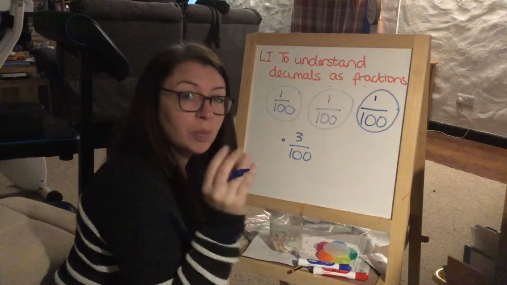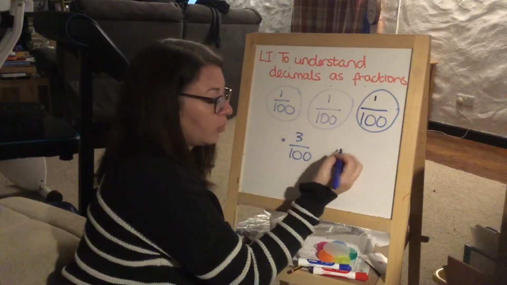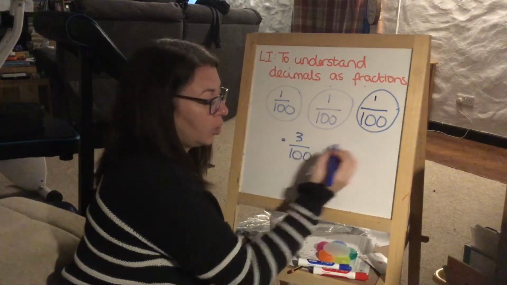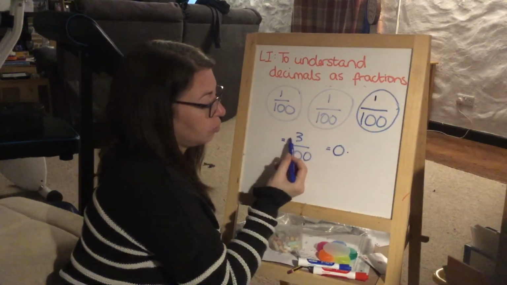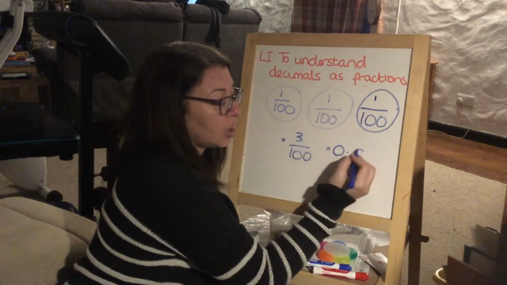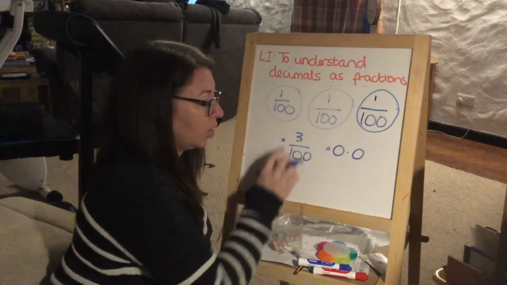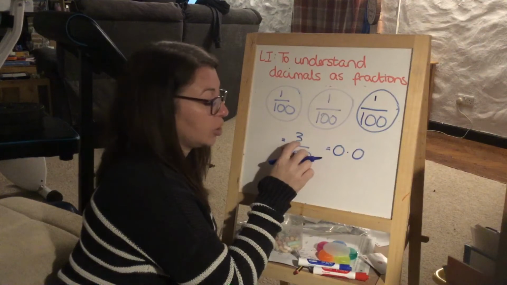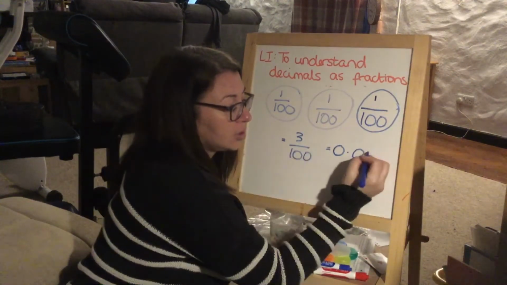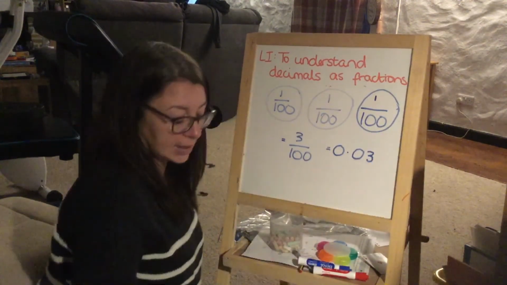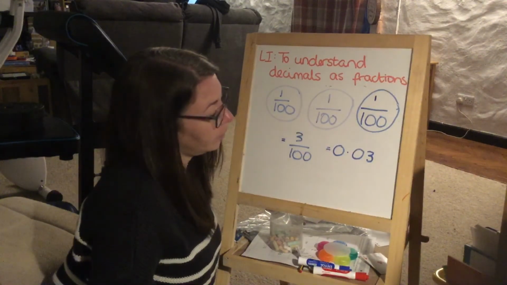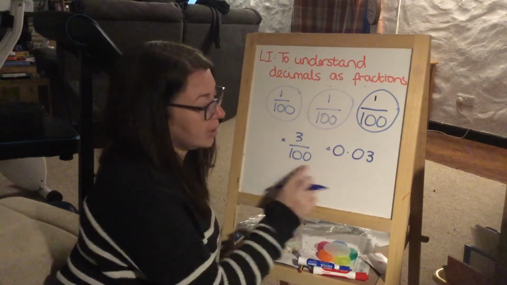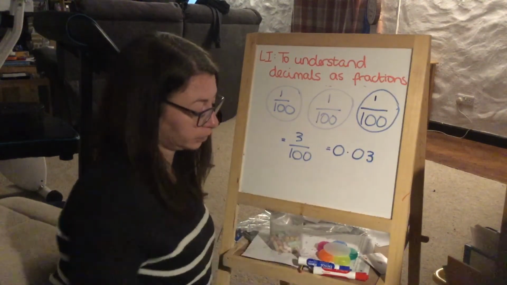And if you think about your place value chart again, if you're writing that as a decimal, well, you've got a 0 because you've got no whole numbers. You've got no tens, so there's no tenths here. So your next number is 100th because you only have 3 out of 100. So that would make it 0.03. Okay. So that means that is the same thing.